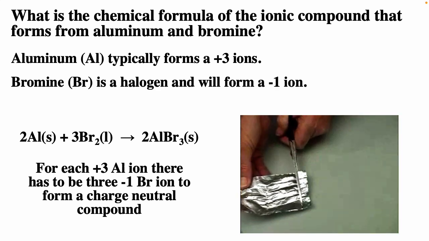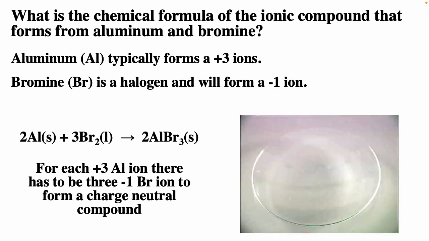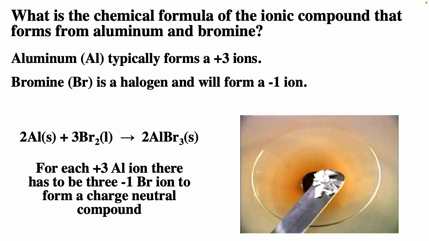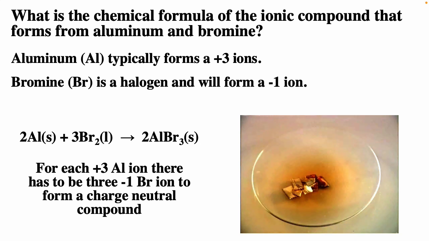Pieces of aluminum are cut from a strip of foil. Liquid bromine is placed on a watch glass and the pieces of aluminum are added. As the bromine evaporates, brown fumes are given off. At first, there is no reaction because of the protective oxide coating on the aluminum.